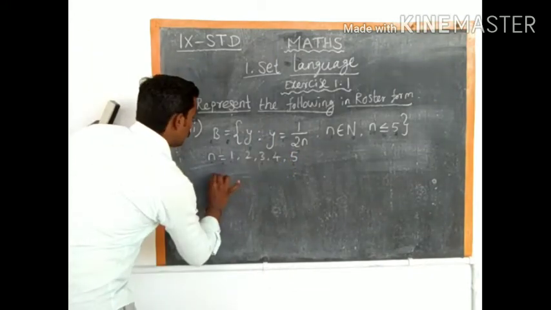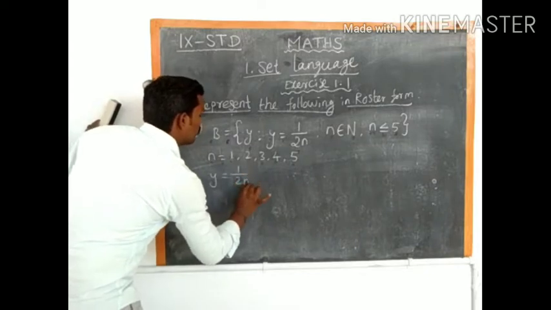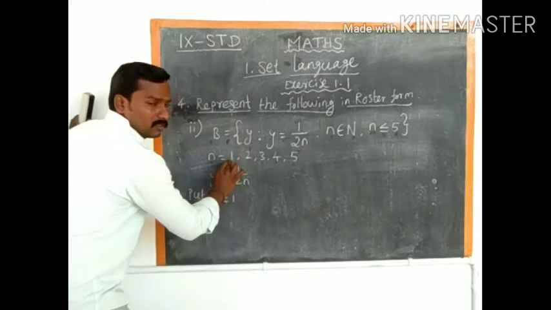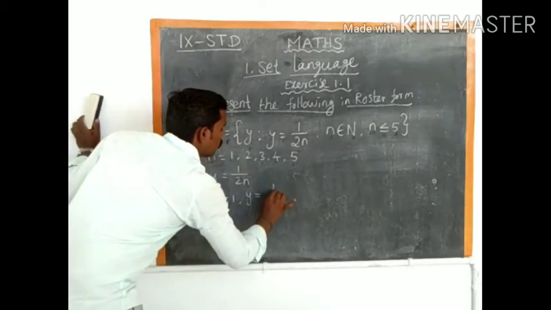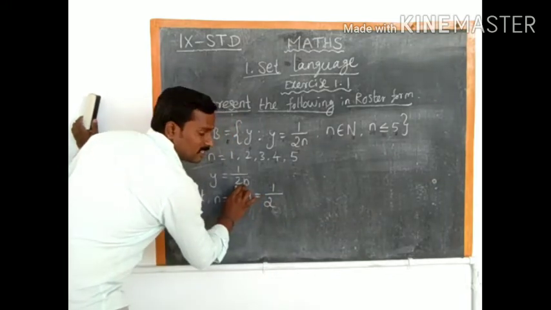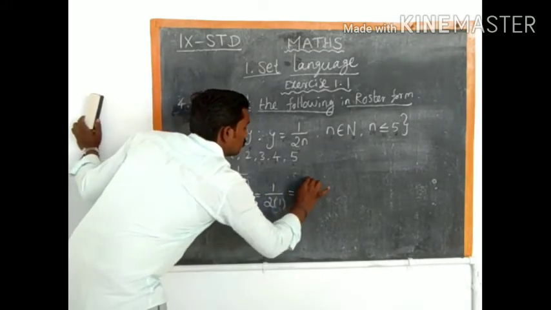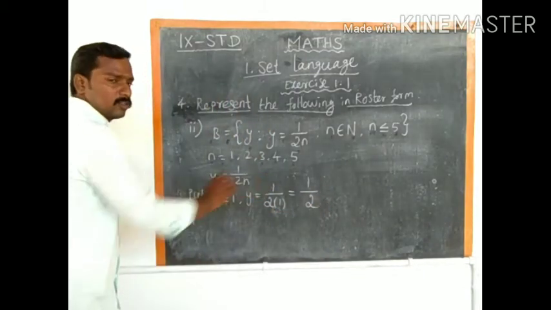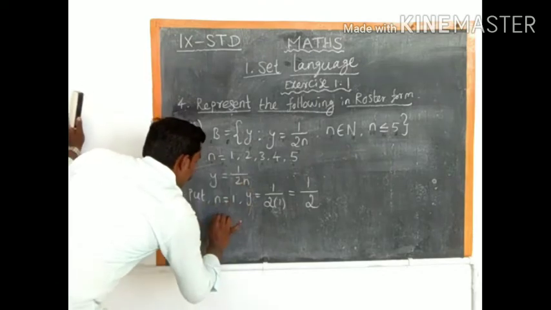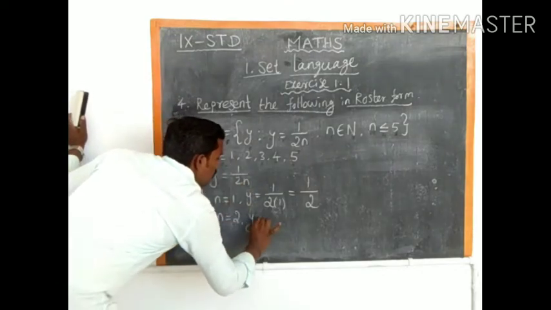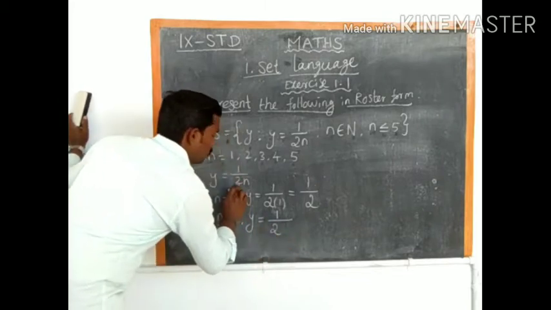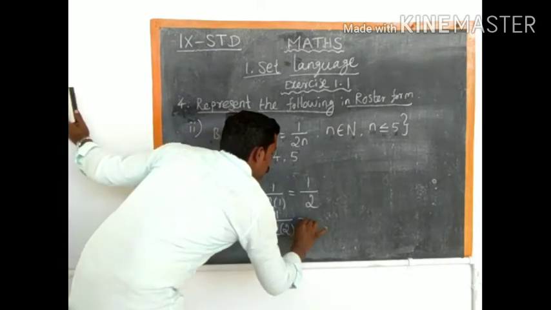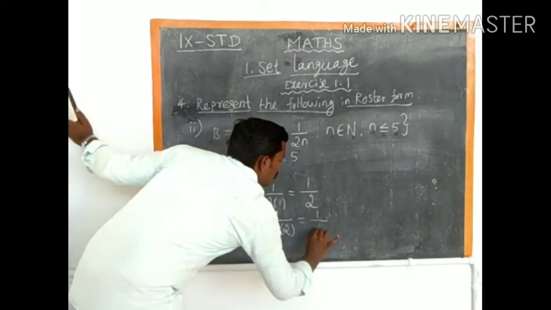Okay. So y is equal to 1 by 2n, put n is equal to 1 first. y is equal to 1 by 2 times n, replacing n by 1, which is equal to 1 divided by 1 times 2, which is 2. Now we get the result 1 by 2. Next put n is equal to 2, y is equal to 1 divided by 2 times 2, so n is replaced by 2 here. 2 times 2 is 4.